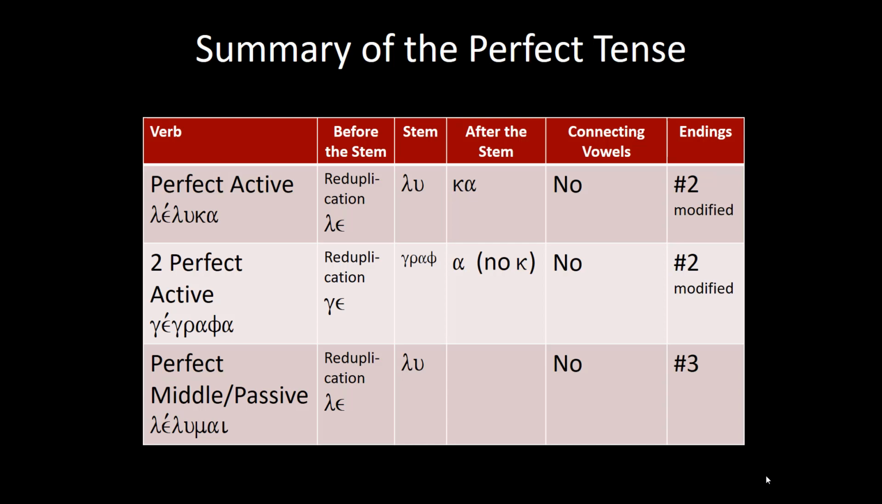Now let's look at the perfect middle or passive. We still have the same key of reduplication on the front, and then we're going to go with some middle passive endings: mai, sai, tai, metha, sthe, ntai.